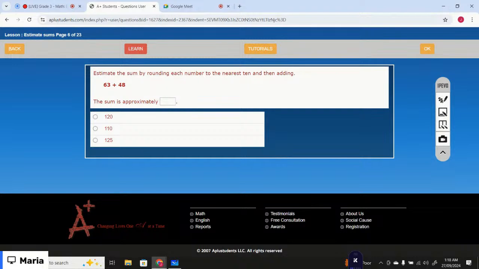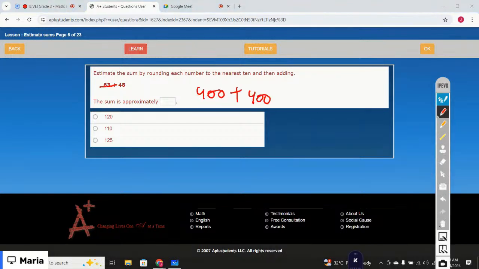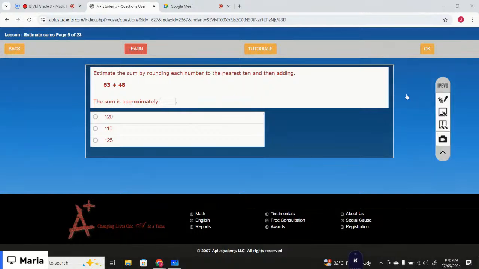Estimate the sum by rounding each number to the nearest 10 and then adding. 63 plus 48, which is the correct option? 63 is estimated to 60 and 48 is estimated to 50, right? And together they make 110. Option number 2 is the correct option.